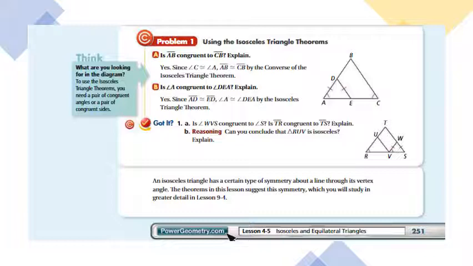Question B, reasoning. Can you conclude that triangle RUV is isosceles? Think about it. Can we prove that or not? If we don't have the other triangles, can you prove it? If they put only one mark, is it enough for us? No. So the answer here is no, we don't have enough information.